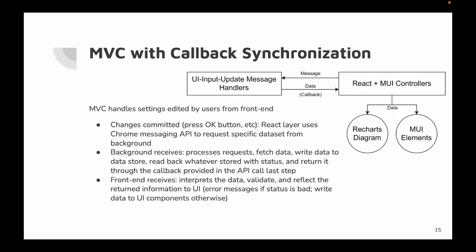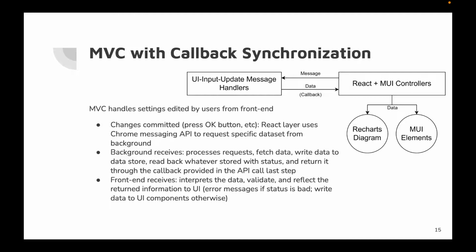This MVC model handles all the user interactions, hence the read-only domain data will not be included in this part of the discussion. For example, whenever a user wants to make a change on the settings page, they enter some information and then press the OK button to commit the change. Then the React layer would use some of Chrome's messaging API to request a specific dataset from the background. And then when the background receives such a request, it would process it, fetch the requested data, or update any data as specified in the request.